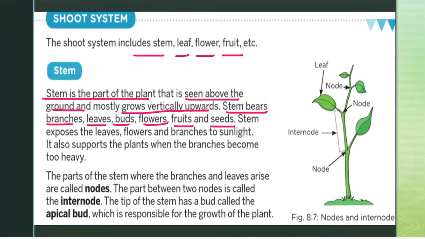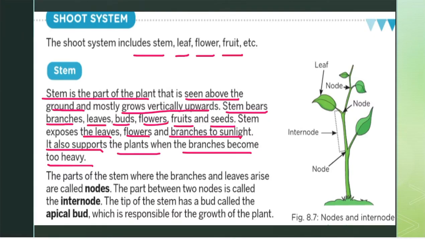Now what is the function of the stem? It exposes the leaves, flowers and branches to sunlight, plus it also supports the plant when the branches become too heavy. Now if we talk about leaves, leaves perform the function of photosynthesis. So the stem helps the leaves to perform that function.